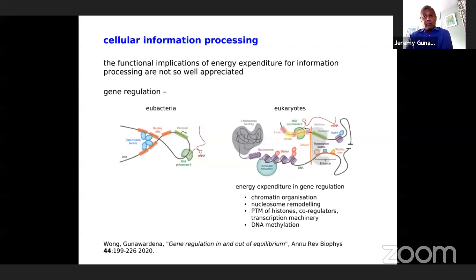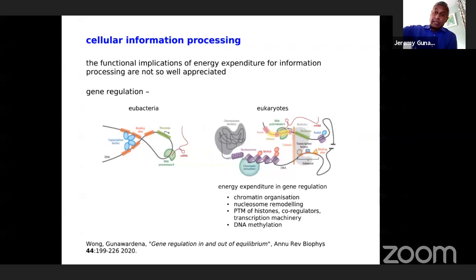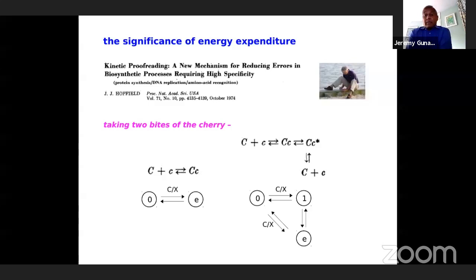And I think a very good starting point for this is this paper of John Hopfield's, which goes back to the 1970s now. It's his famous paper on kinetic proofreading. And I say famous because every molecular biologist you speak to will know what kinetic proofreading is, or they will know of this paper. I have to say, I was recommended to read this when I first came to biology. And it took me about 10 years to understand what he was saying.